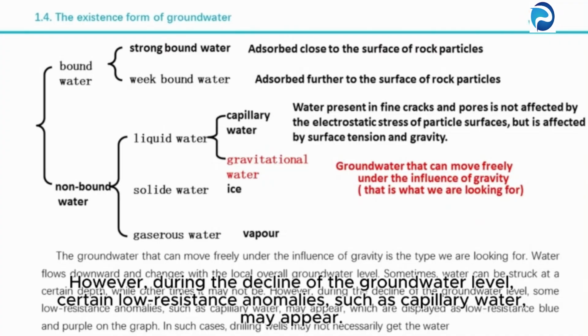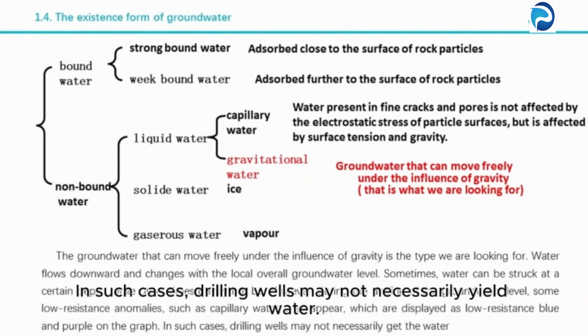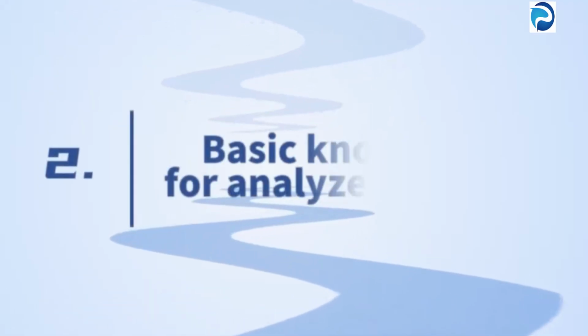However, during the decline of the groundwater level, certain low-resistance anomalies, such as capillary water, may appear. These anomalies are typically displayed as low-resistance blue and purple on the image. In such cases, drilling wells may not necessarily yield water.